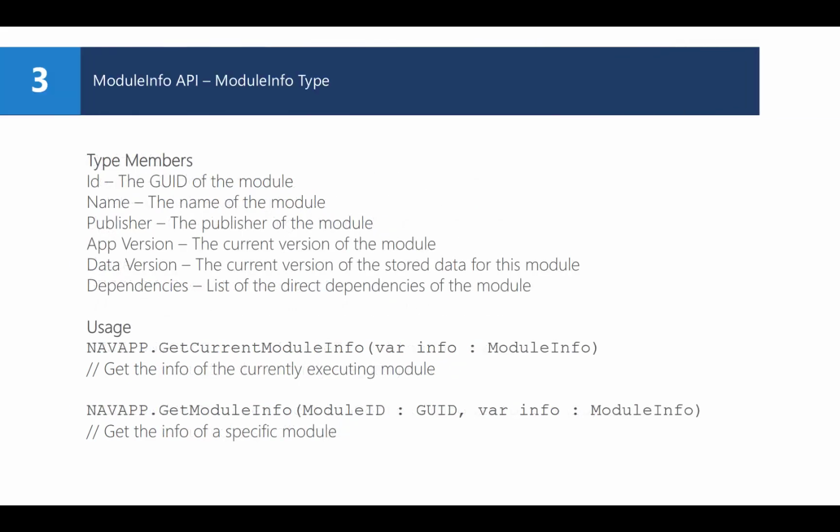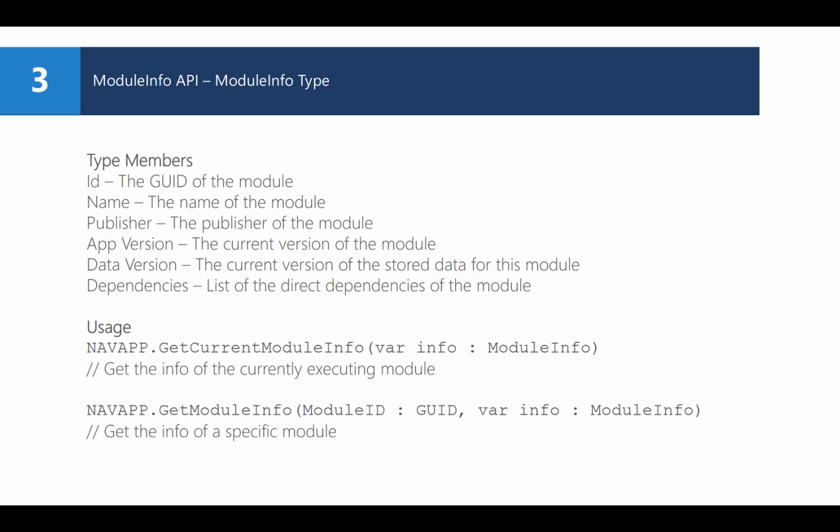The execution context is not the only thing you might want to know. Other information can also be important, like the version of the app or the version of the data that is currently in the system, what are the dependencies, and so on. You can easily create a new module info variable and fill it by calling the navapp.getCurrentModuleInfo statement. It will give you the necessary information about the module that implemented that code, the current module.